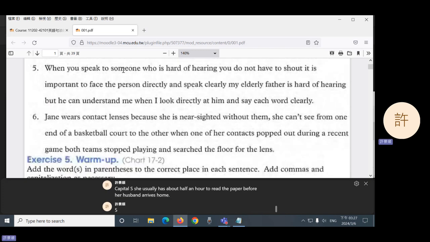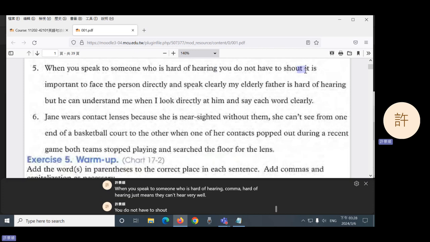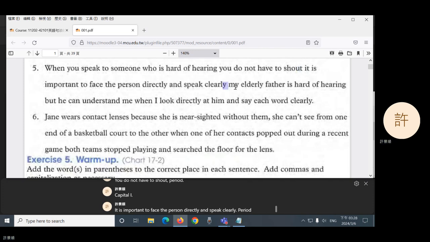Five, when you speak to someone who is hard of hearing, comma, hard of hearing just means they can't hear very well. You do not have to shout, period. Capital I. It is important to face the person directly and speak clearly, period. Capital M. My elderly father is hard of hearing, comma, but he can understand me when I look directly at him and say each word clearly.